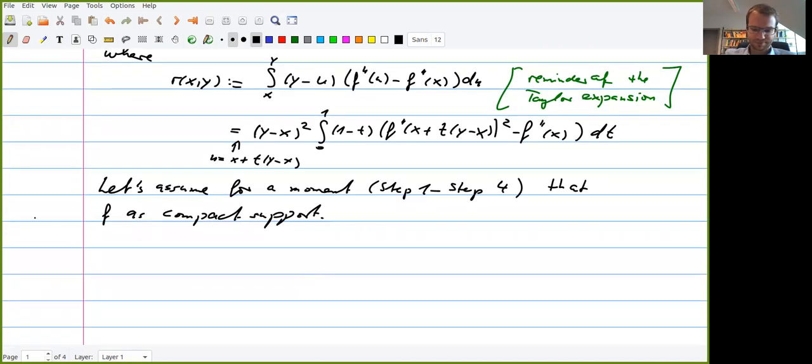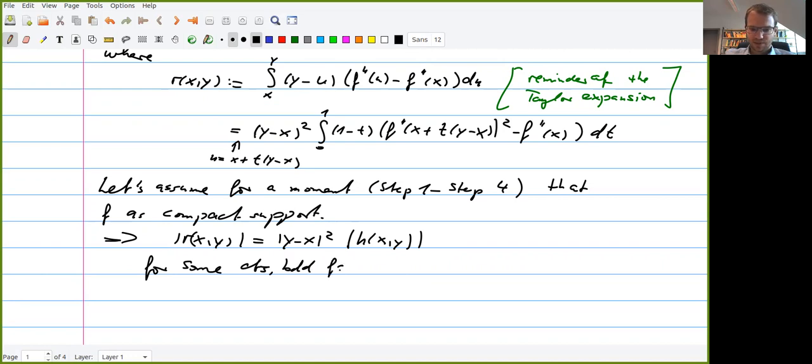The point is, if we assume this, we have that this remainder term can be estimated by the difference of x and y squared times a function h, for some continuous and bounded function h from R^2 to R, which is 0 on the diagonal, right?